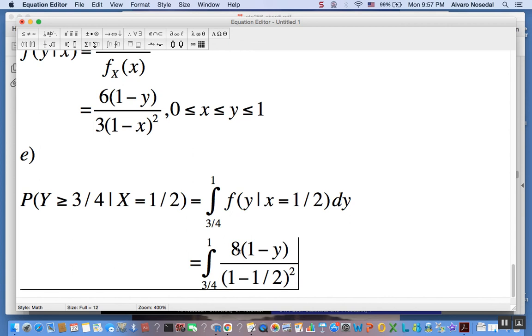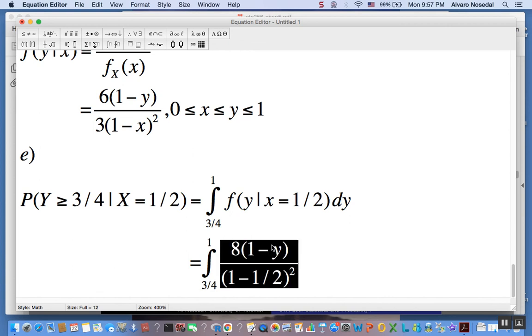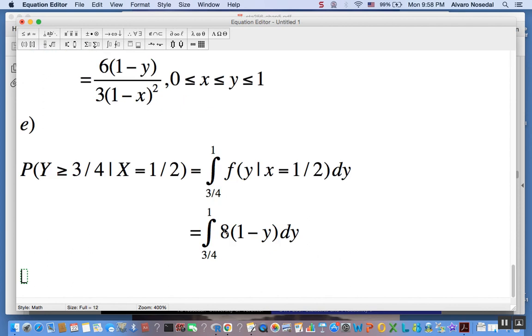I just evaluated at x equals 1/2. Again, 6/3 is 2. 2 times 1 minus y divided by 1 minus x squared, but when x equals 1/2, this is just 1 minus 1/2 squared. 1/2 squared is 1/4, so it's going to be 2 times 4, 8. Okay? And now, again, this is a simple integral. We could break it down into two simple integrals: the integral from 3/4 to 1 of 8 dy minus the integral from 3/4 to 1 of 8y dy. That's easy to do, but let me do it using R, and then you can check using calculus that we end up with the right answer.